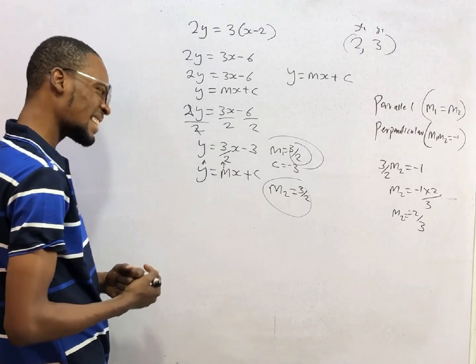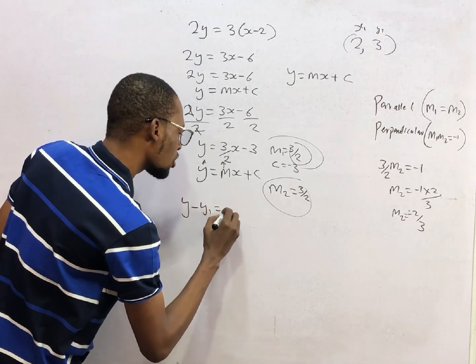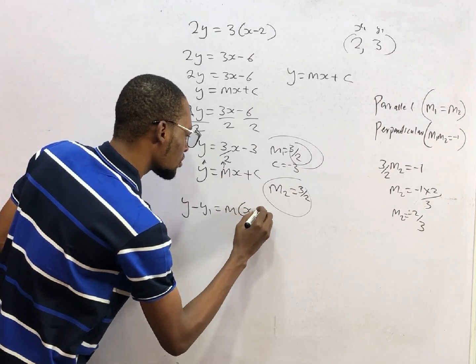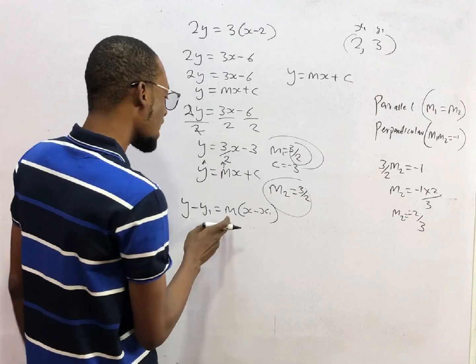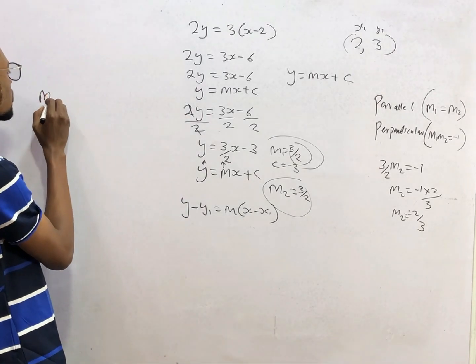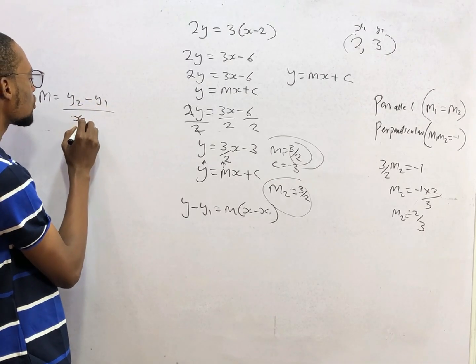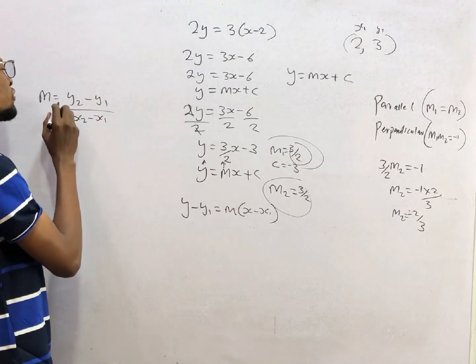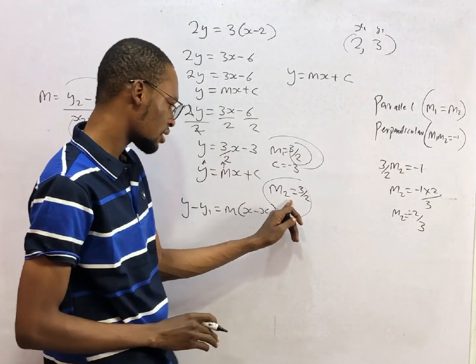Then look at the equation of line. It is y minus y1 is equals m(x minus x1). So we can use this formula for equation of line where m is gradient. Now gradient is slope. Gradient is also (y2 minus y1) over (x2 minus x1).